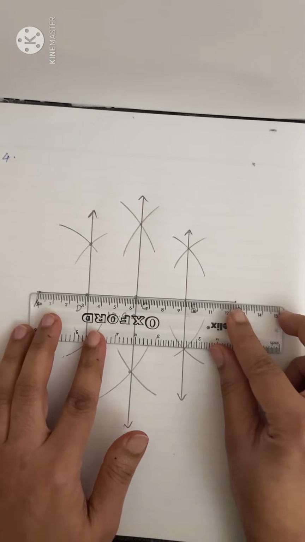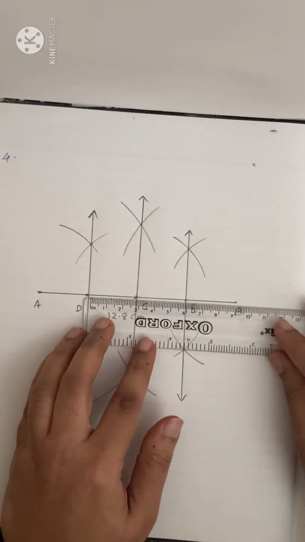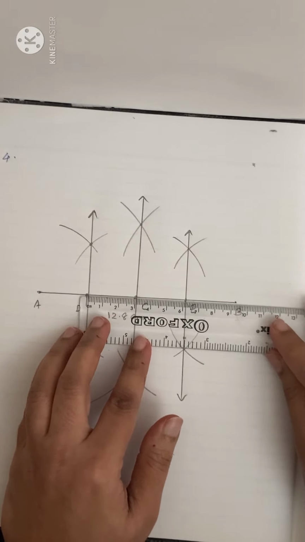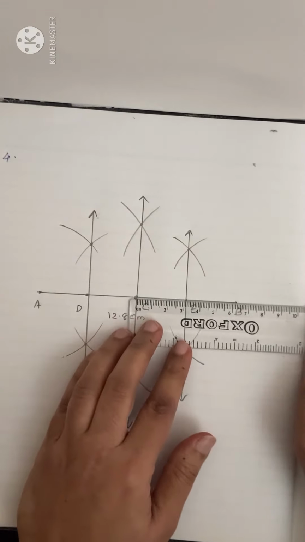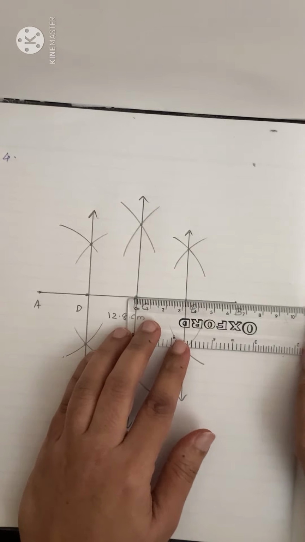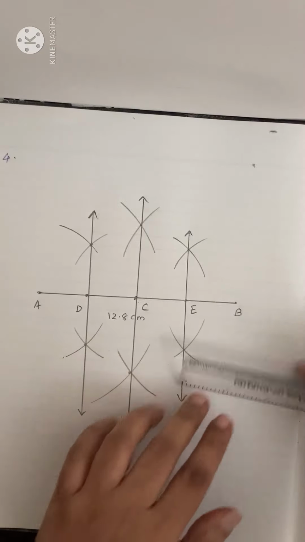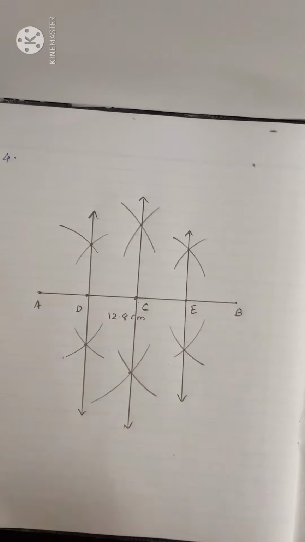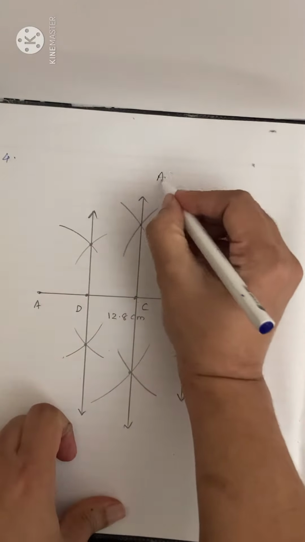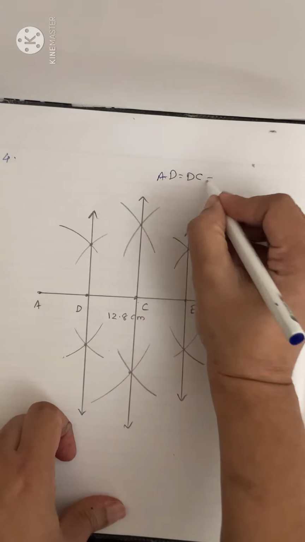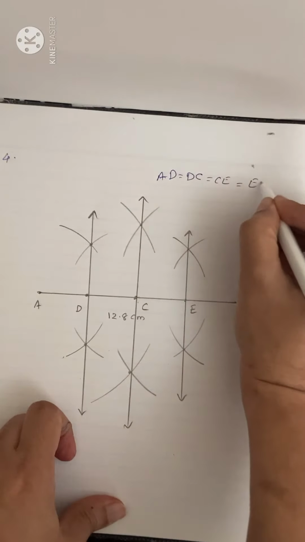This is 3.2, 3.2, 3.2, 3.2. Therefore, AD equals DC equals CE equals EB.